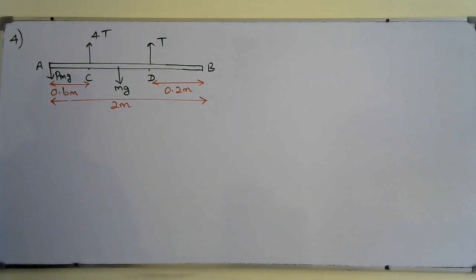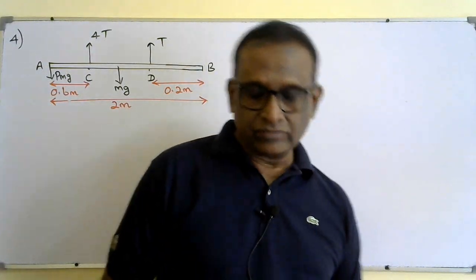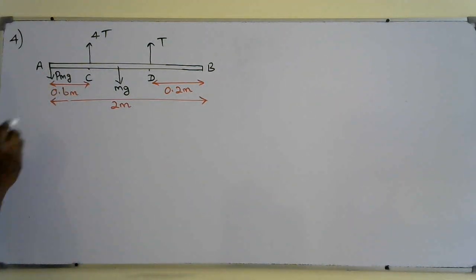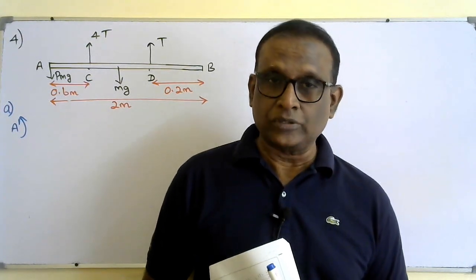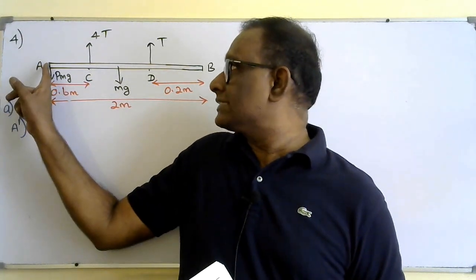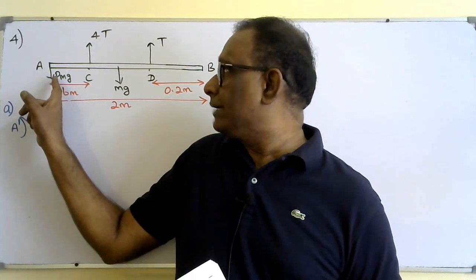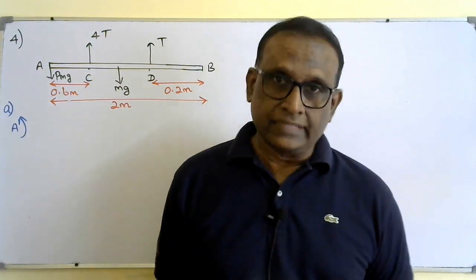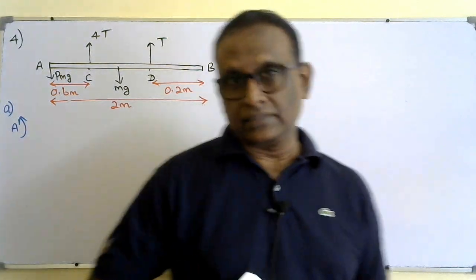When we take moment about A, we can take either clockwise or anti-clockwise as positive. No reason, I'll take anti-clockwise positive. The moment of the particle PMG won't come into my equation, because it is attached at A, so the perpendicular distance from the line of action of PMG to A is 0. That's the advantage. I can eliminate the unknown P from my equation.